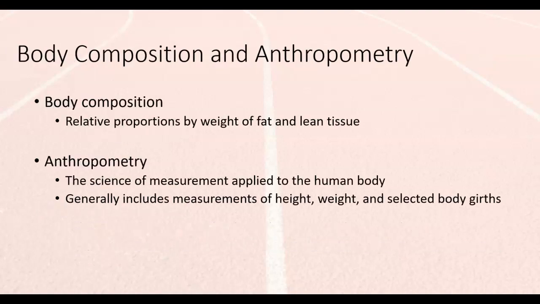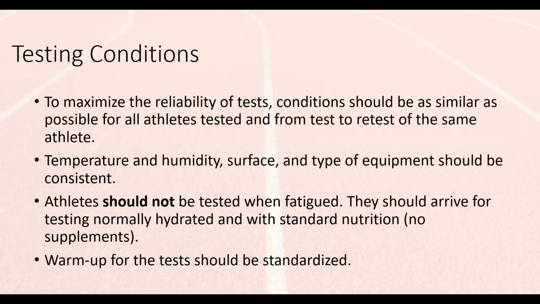We know what body composition is. This is the relative proportions of fat and lean tissue across the body. We know we measure body composition a number of different ways, which is through the Bod Pod, through a DEXA, through hydrostatic weighing, skinfold measurements, girth measurements, bioelectrical impedance, and so forth. And then basic anthropometry is the science of measurement applied to the human body. So it generally includes measurements of height, weight, and selected body girths, right? These are the basic baseline measurements that you always get when you do baseline testing.